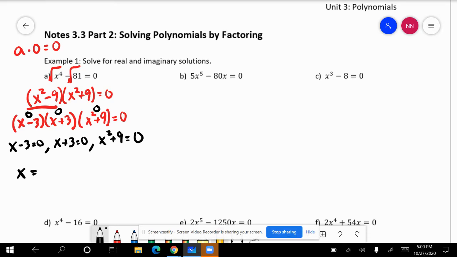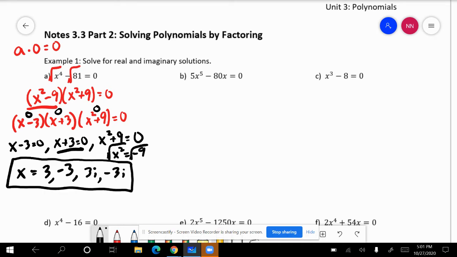Now for this first one, we add the 3. So our answer would be 3. Here we subtract the 3. So our answer is negative 3. Here it's a little tricky because when we subtract the 9, we get negative 9. And when we take the square root, remember we have two roots. We have a positive and a negative. The positive would be positive 3i because the square root of a negative is i, and the negative would be minus 3i. So that gives us 4 different answers. Notice that we're getting real answers and imaginary answers.